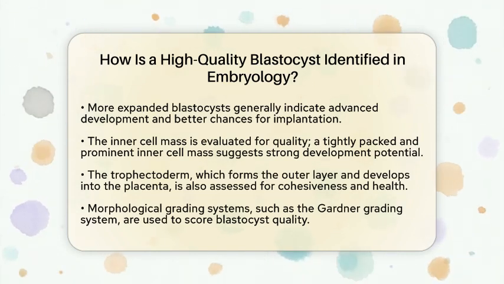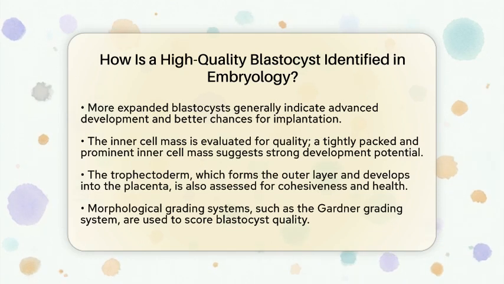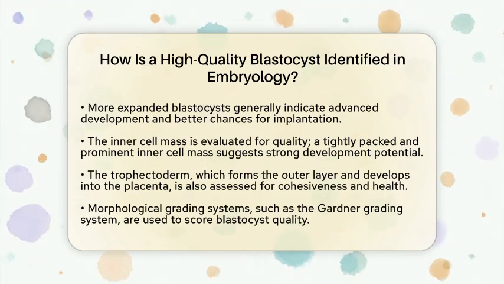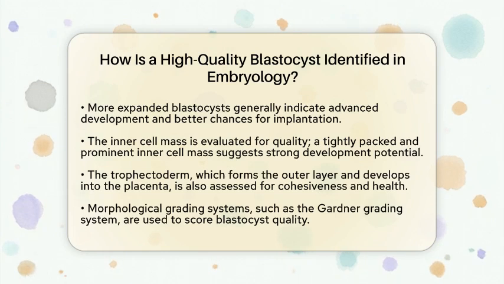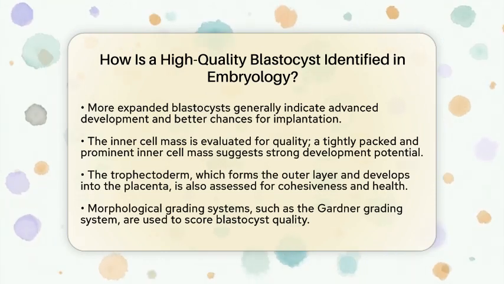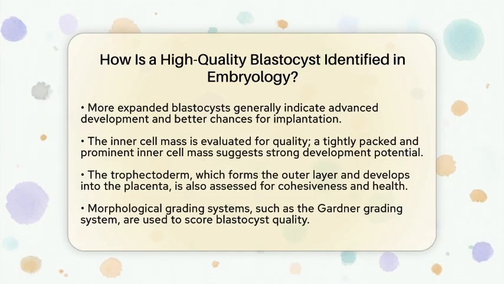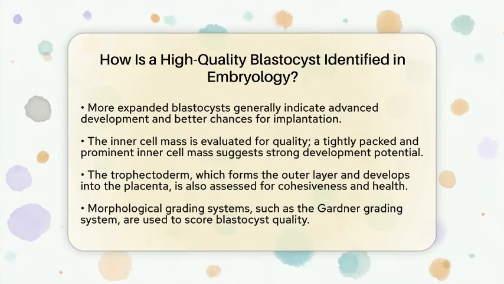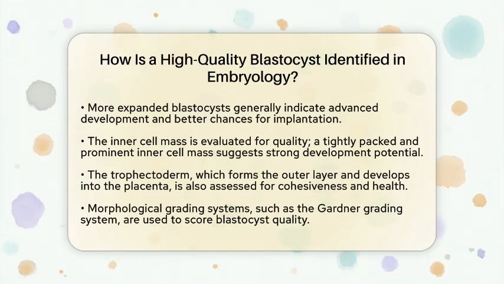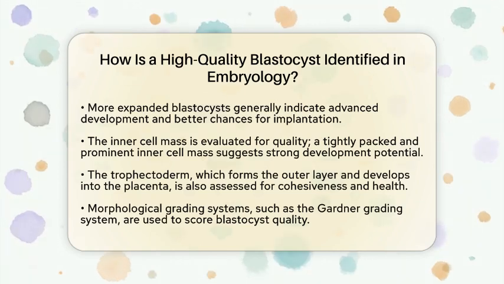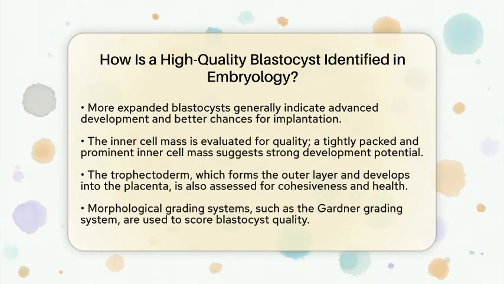The trophectoderm quality is also important. The trophectoderm forms the outer layer of the blastocyst and will develop into the placenta. High-quality blastocysts have a cohesive layer of trophectoderm cells that look uniform and healthy. A robust trophectoderm layer is linked to better implantation outcomes.